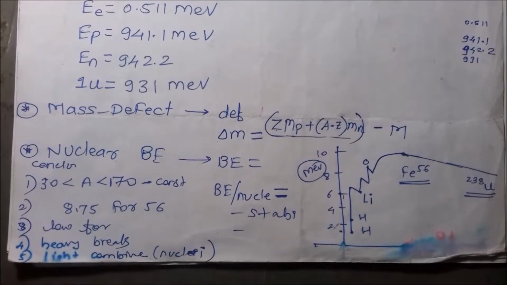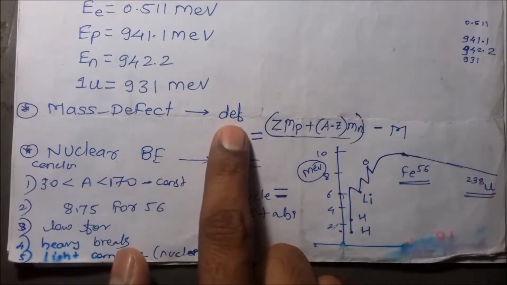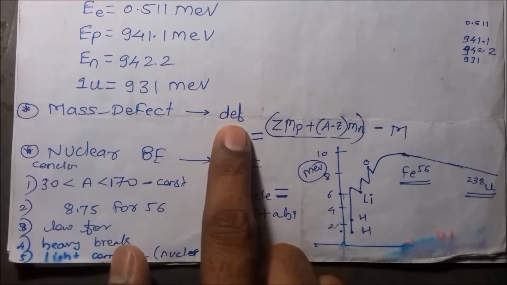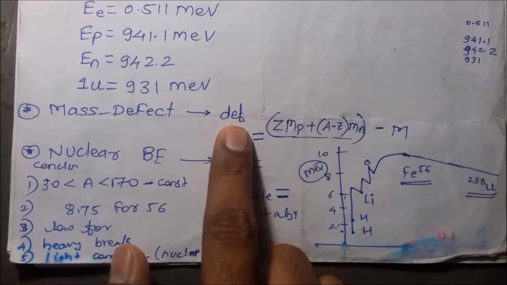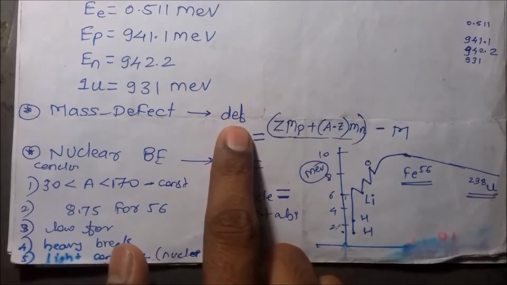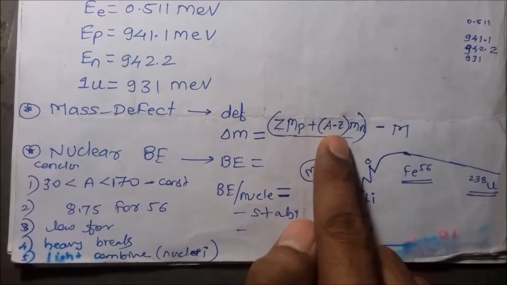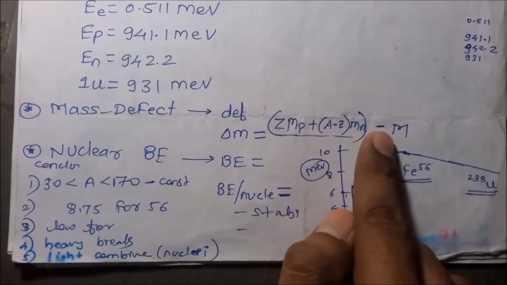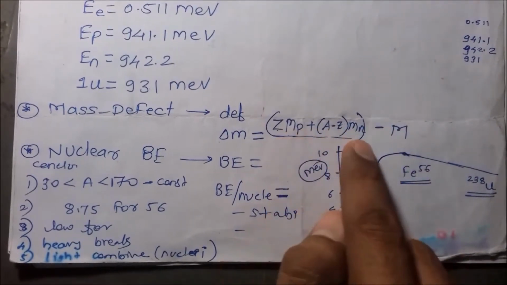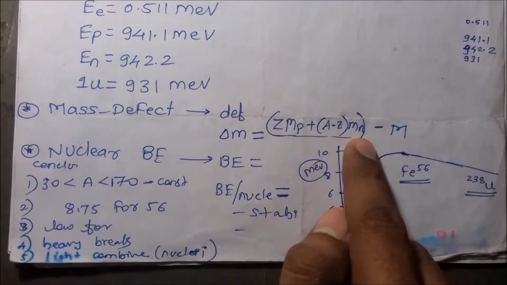Then mass defect. Mass defect is difference between expected mass minus actual mass. It is Zmp plus (A minus Z)mn minus actual mass. Mp and mn are proton and neutron masses.